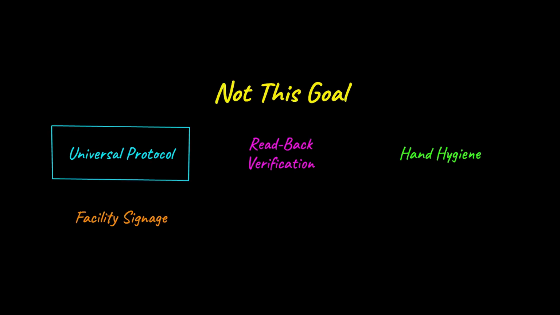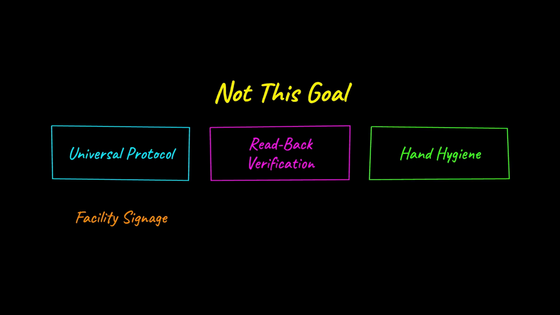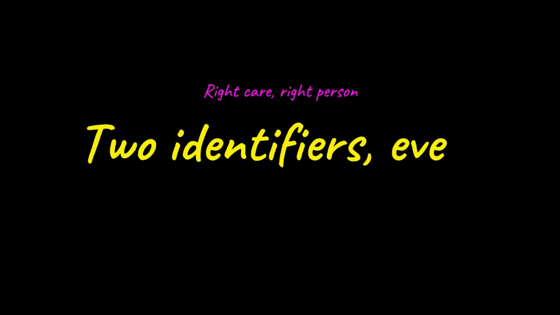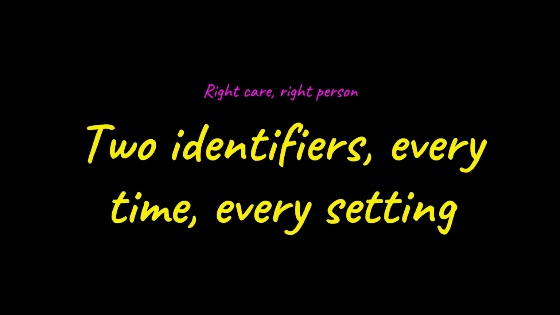Don't confuse this with universal protocol, which covers site marking and timeouts, or readback verification for verbal orders, or hand hygiene goals. Lighting and signage are distractors, not the safety principle being tested. Whether at registration, before a procedure, or during a blood draw, matching 2 identifiers is what stands between routine care and a preventable harm.